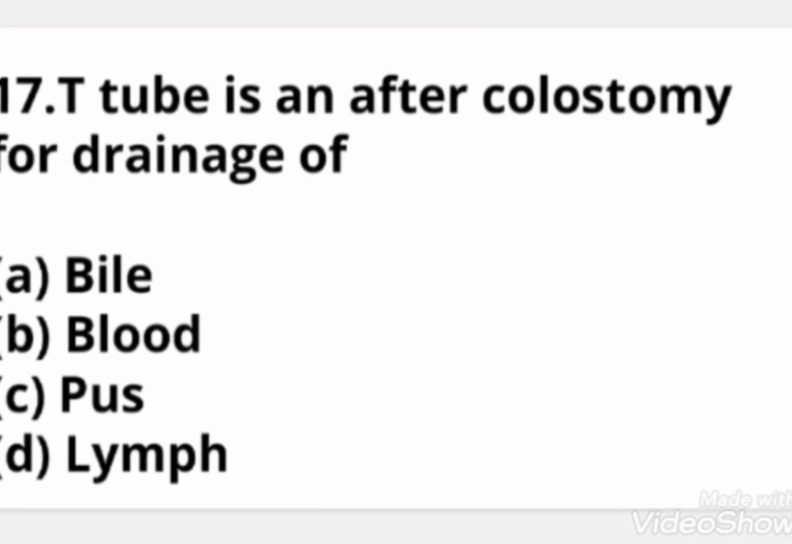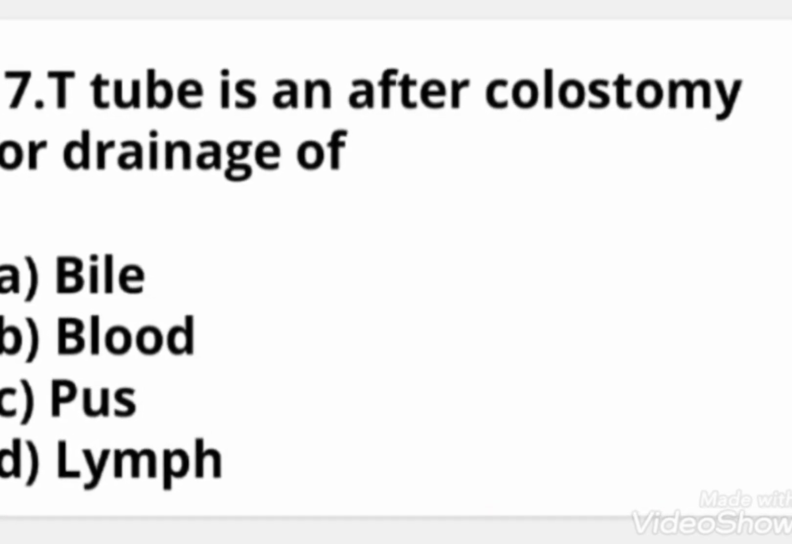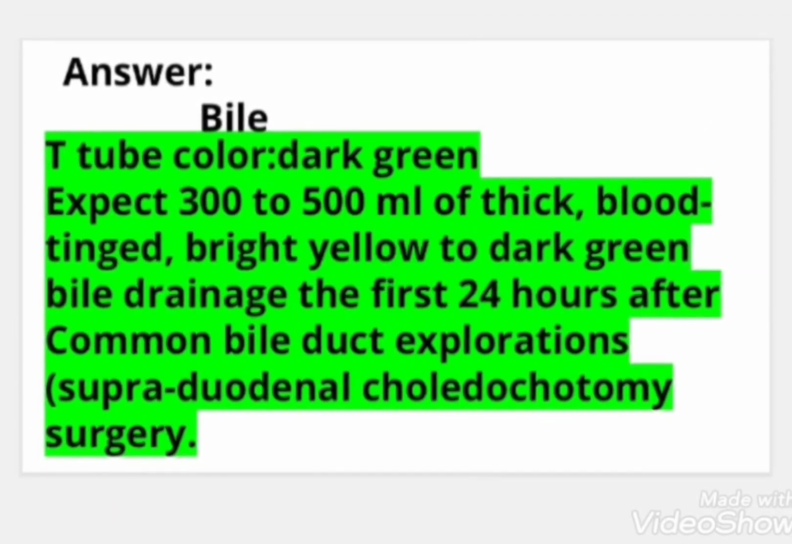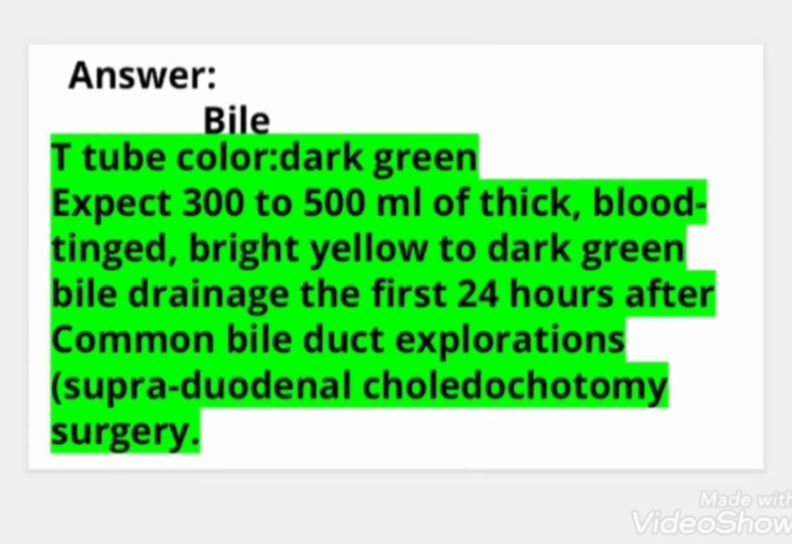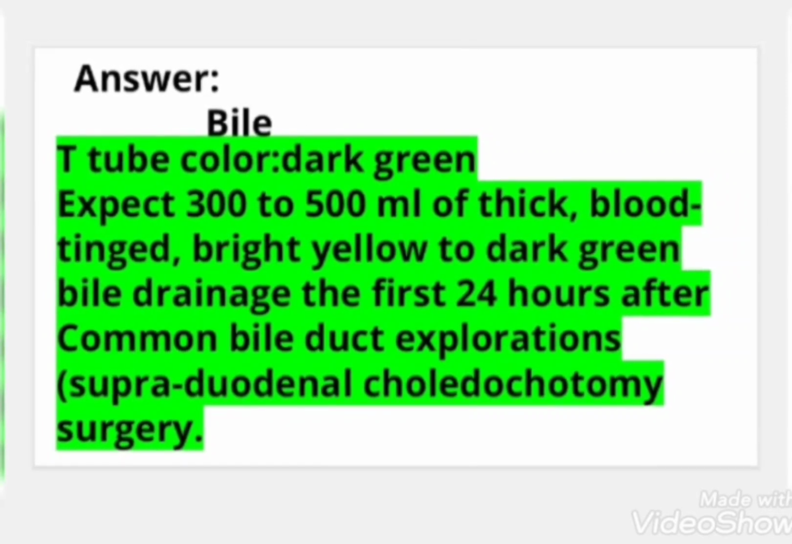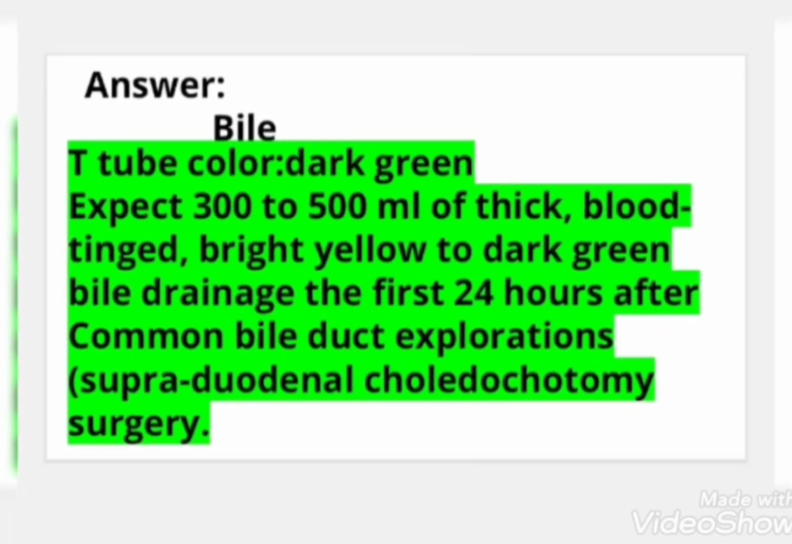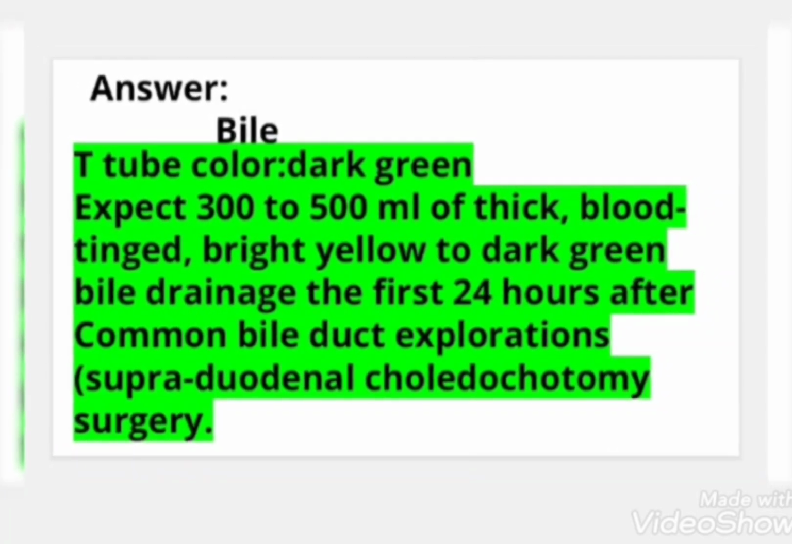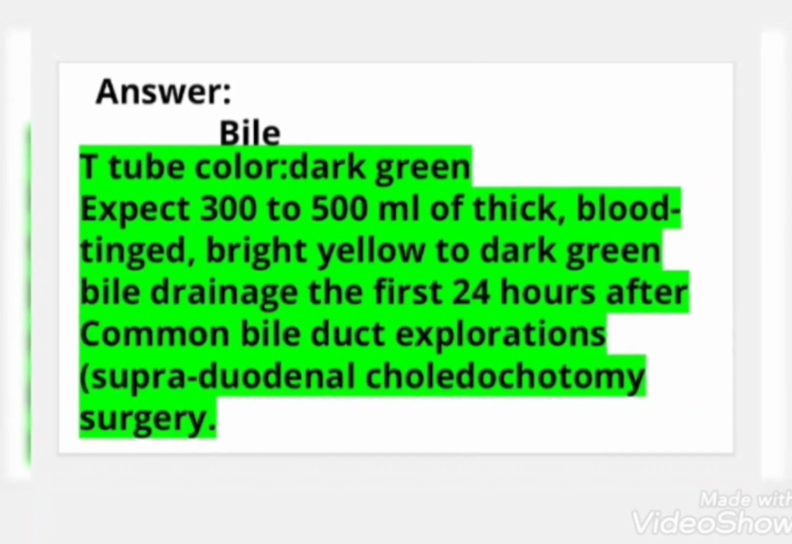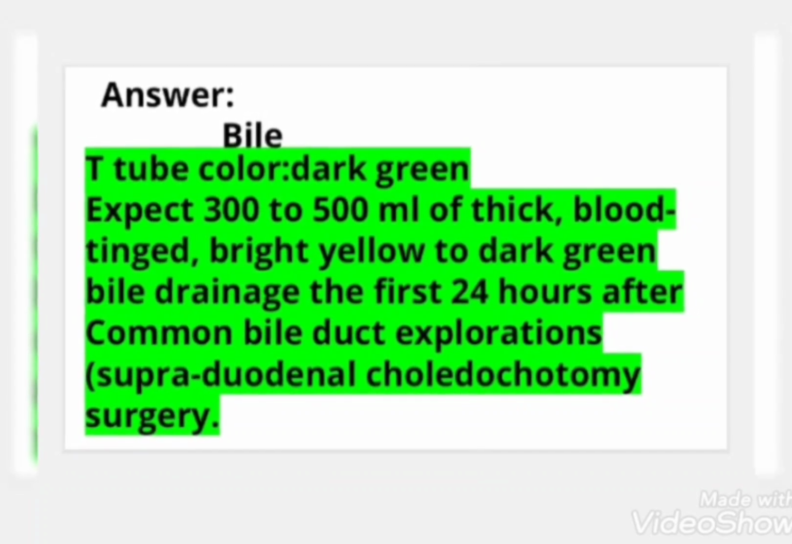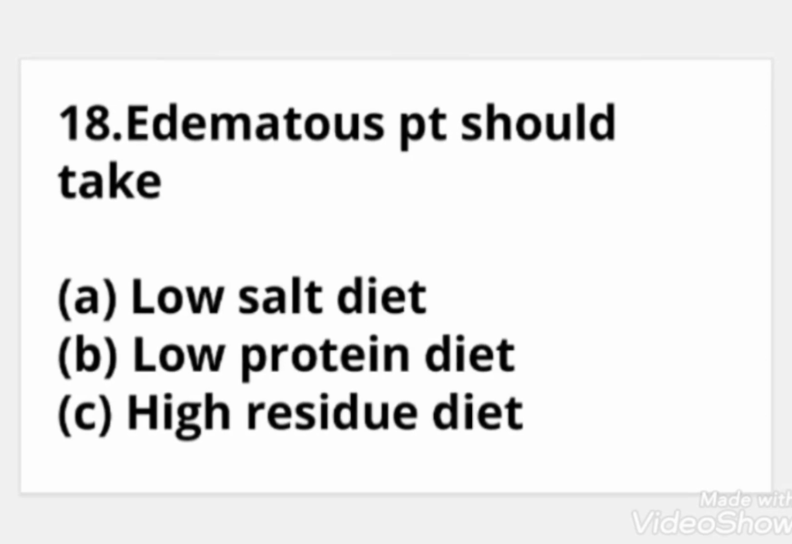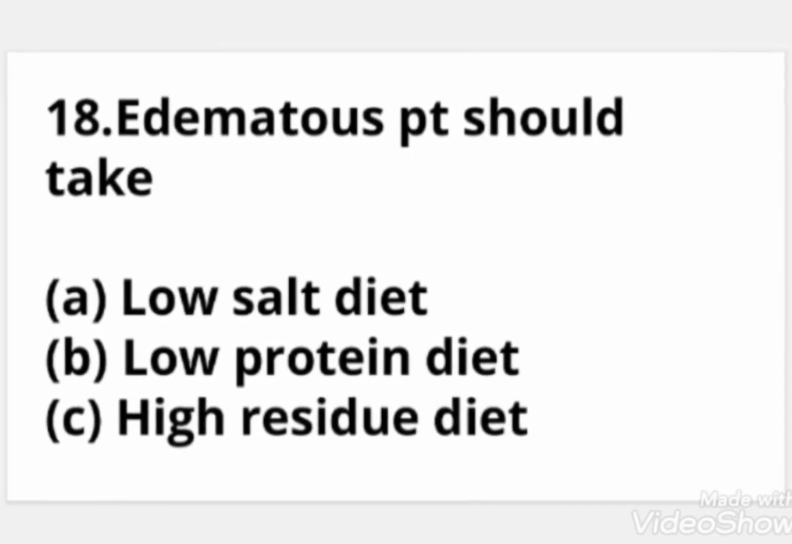17. T-tube is used after colostomy for drainage of A. Bile, B. Blood, C. Pus. D. Lymph. T-tube color: dark green. Expect 300 to 500 milliliters of thick, blood-tinged, bright yellow to dark green bile drainage the first 24 hours after common bile duct exploration, supraduodenal choledochotomy surgery. Answer: bile.